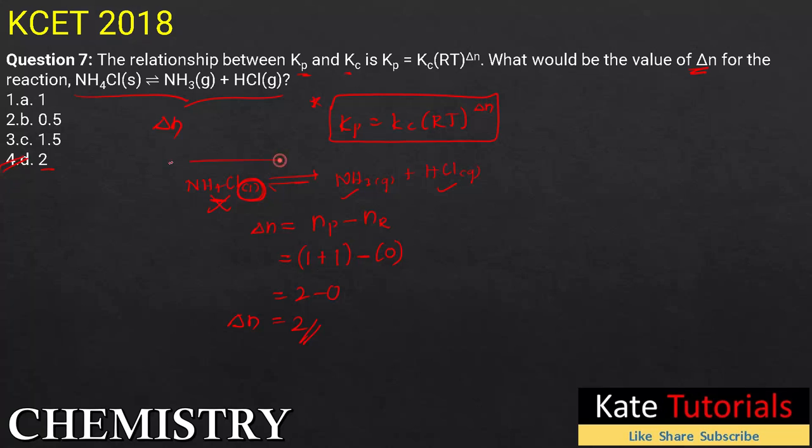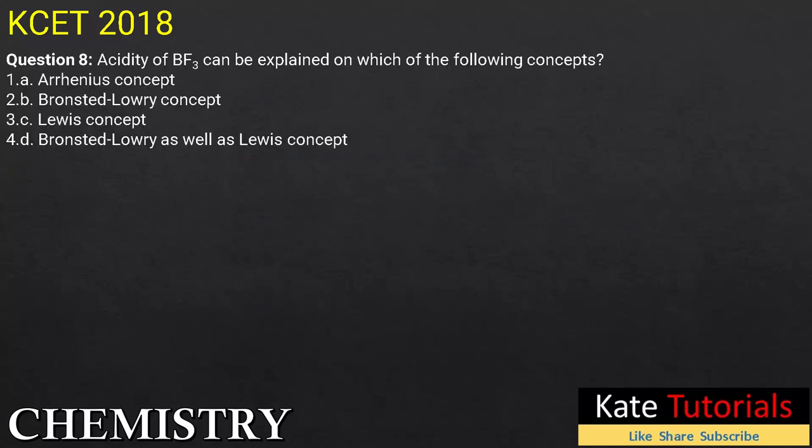But in national level competitive exams like NEET and JEE, they won't give this equation. They will give just the reaction, and they will ask you to calculate Kp. They might have given Kc, then you have to substitute. First you find delta n, then Kp is equal to Kc into RT raised to delta n, which is 2 now. Then you substitute and calculate Kp. Like that the questions they will ask. But for KCET this much is enough, right? So this is about question number 7.